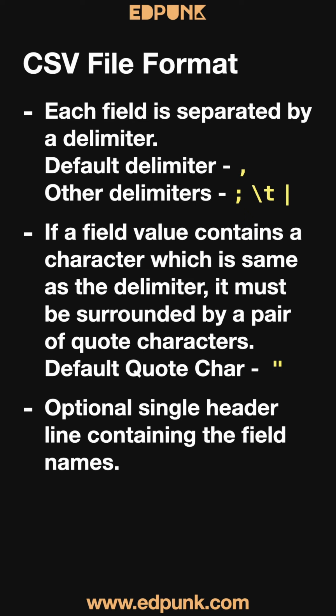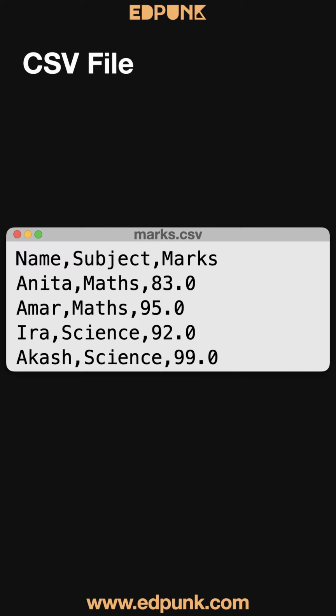To understand it better, let us take an example CSV file which contains the marks obtained by students in different subjects. The name of the file is marks.csv. The first row is the header, which contains the names of each data field.